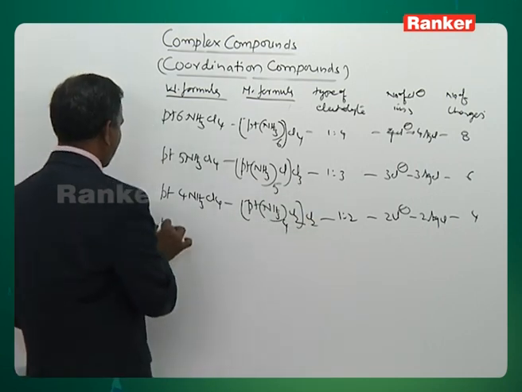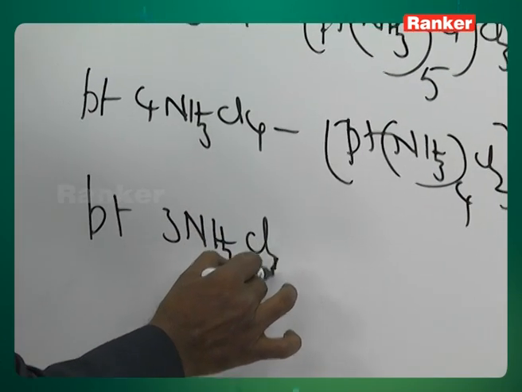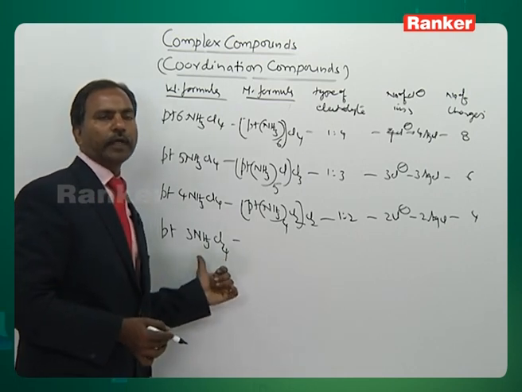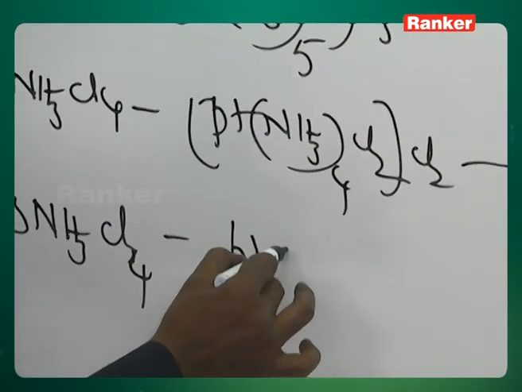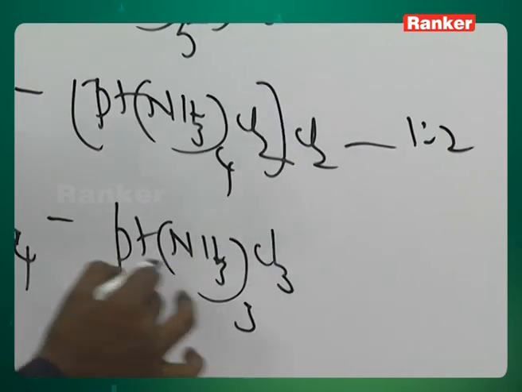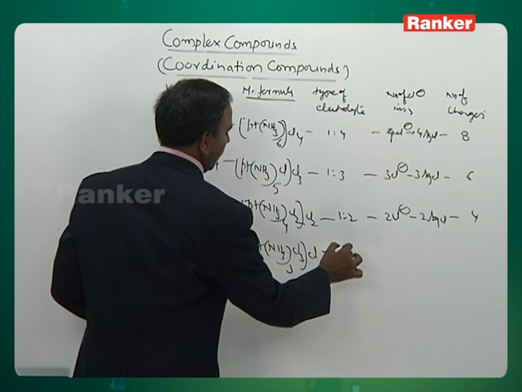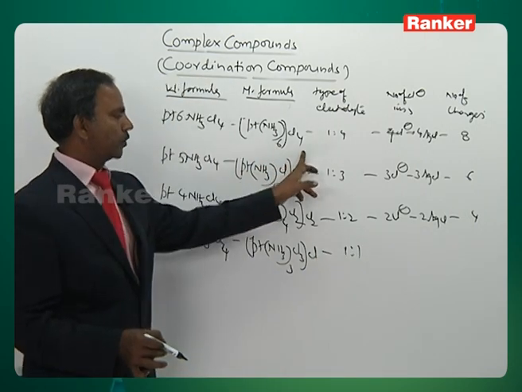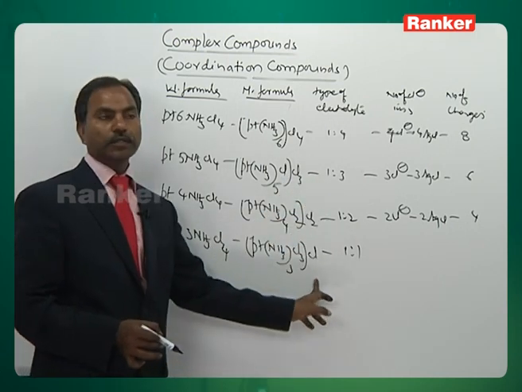Let me take one more, Pt 3NH3 Cl4. Again oxidation number 4, primary valency 4, secondary valency should be 6. Only 3 amines are there. The 3 you have to write inside, Pt NH3 taken thrice and Cl3. 1 Cl you are writing outside. Then it will be 1:1. We are clearly observing 1:4, 1:3, 1:2 and 1:1.